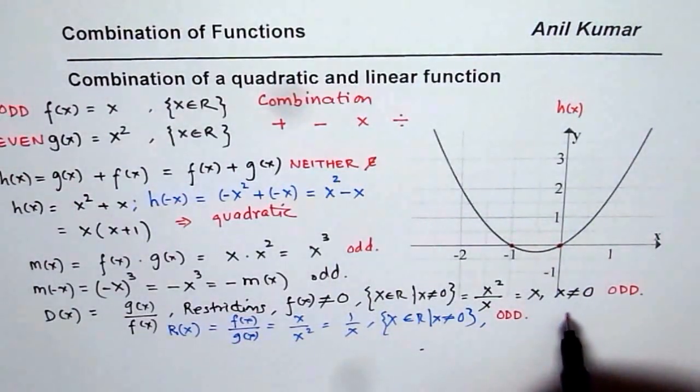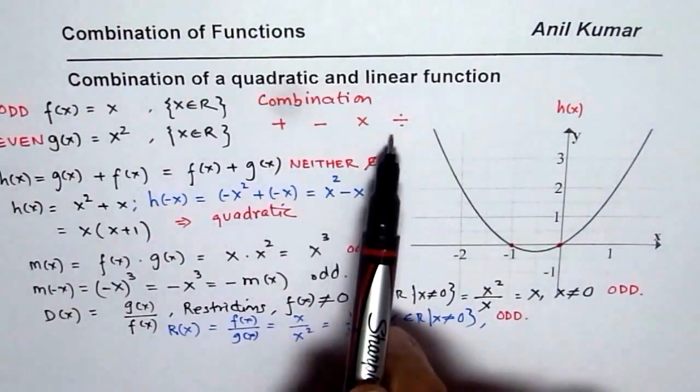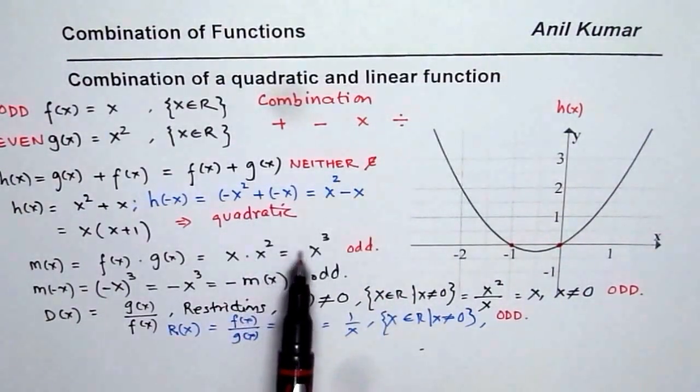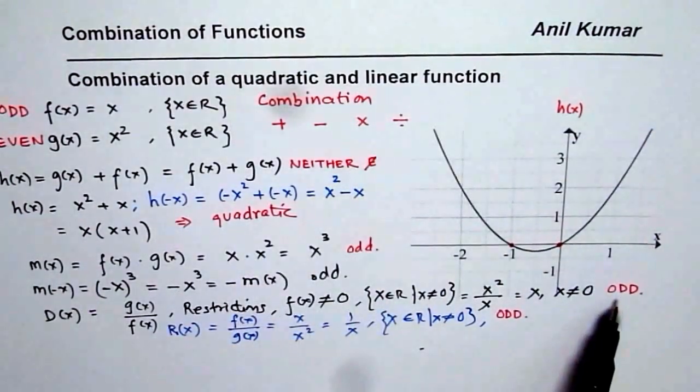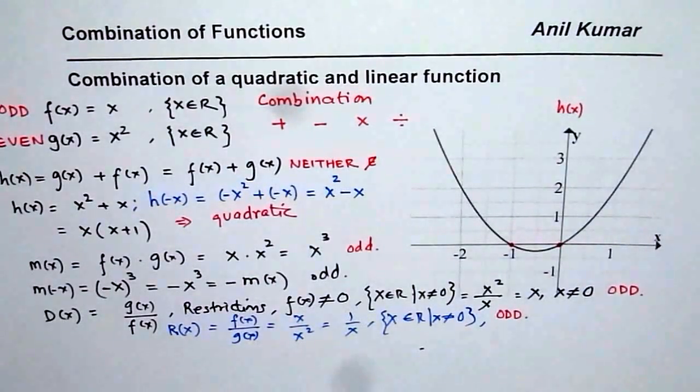But I hope from this video you can understand a couple of things. One is that when you add or subtract even and odd functions, you get neither. But when you multiply or divide these functions, you always get odd functions. Second thing is that when you have a combination of addition and subtraction of linear and quadratic functions, you always get a quadratic function. But when you divide or multiply, you may get a reciprocal function or a linear function, right? With that, I think you have fairly good knowledge, and we'll take a few more examples of combinations of functions and then move on in further detail.